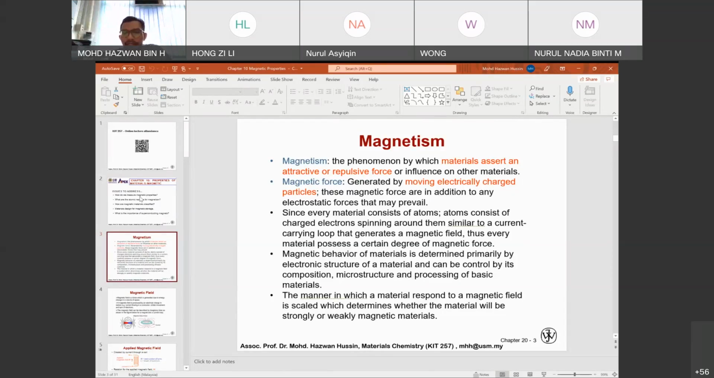Since every material consists of atoms, and atoms consist of charged electrons spinning around them, similar to a current-carrying loop that generates a magnetic field, every material possesses a certain degree of magnetic force. So in some materials, there are electrons spinning around them. This creates properties where some materials can exist as a permanent magnet or temporary magnet.